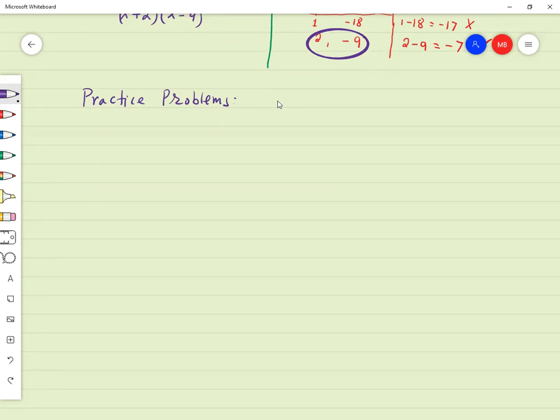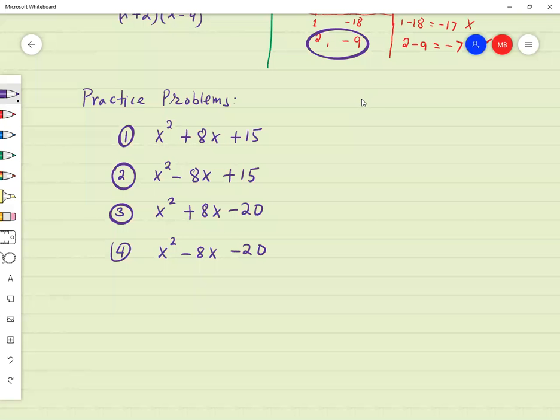Okay, I'm going to put some practice problems so you can practice and get the answers. At the end of the video lecture, you will see the answers for these trinomials. Pause the video and factor the following four trinomials. They are very similar to the ones that I already explained before this. So pause the video, practice these problems, and find the answers.